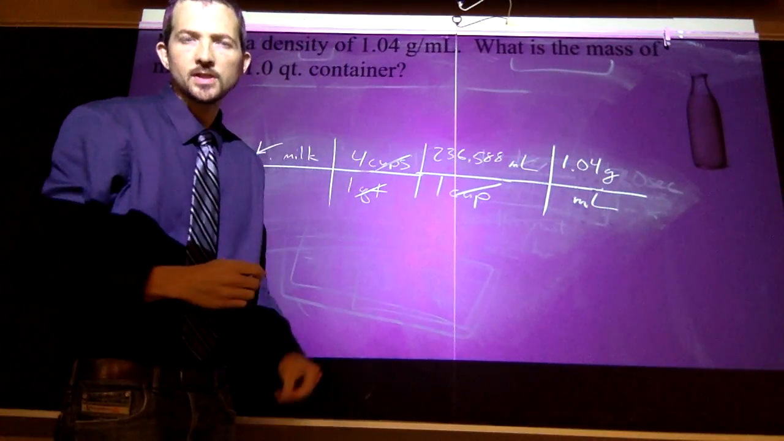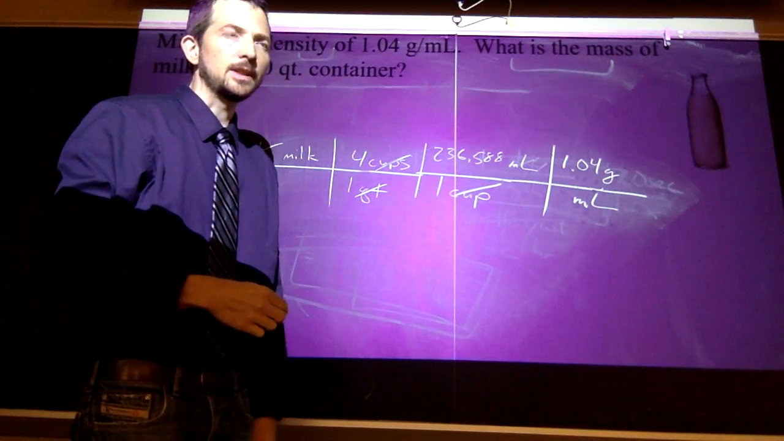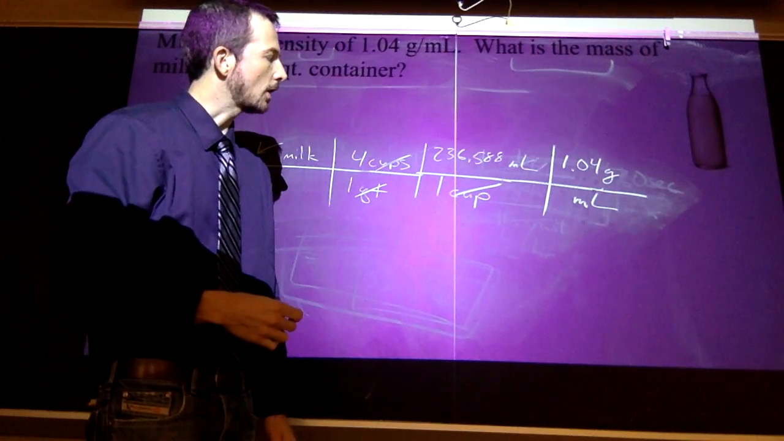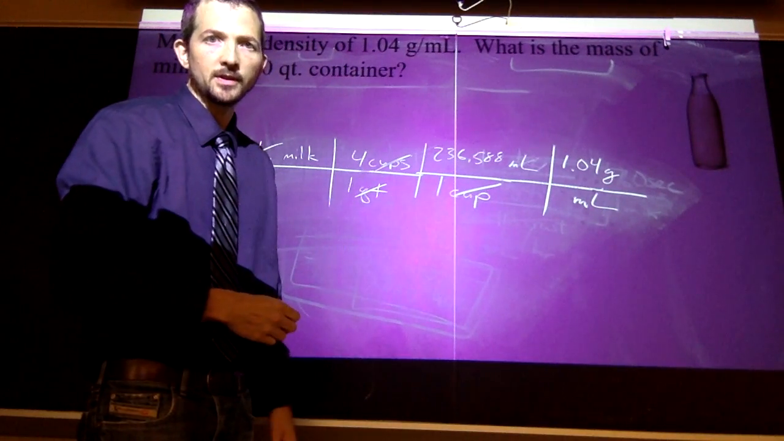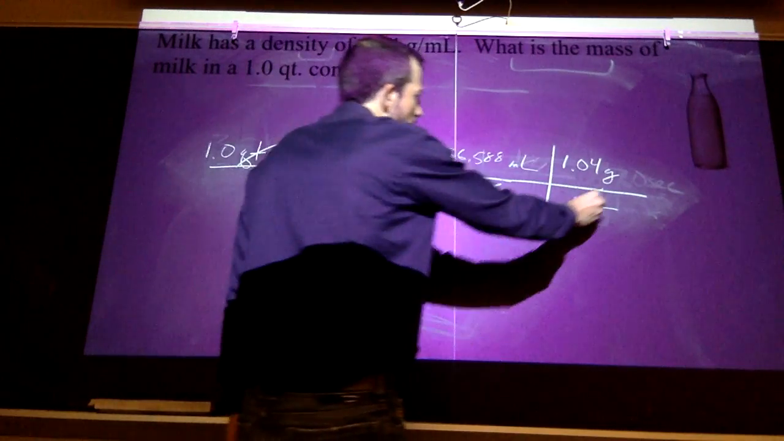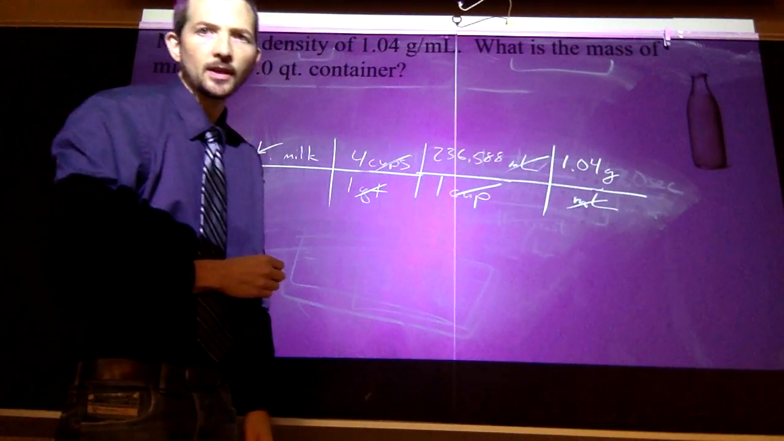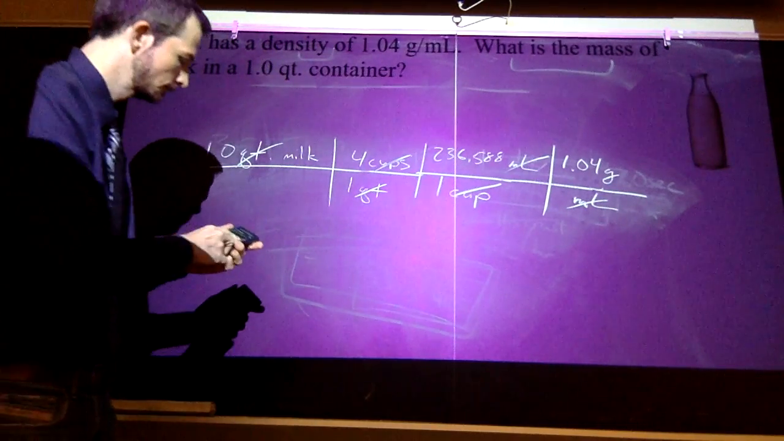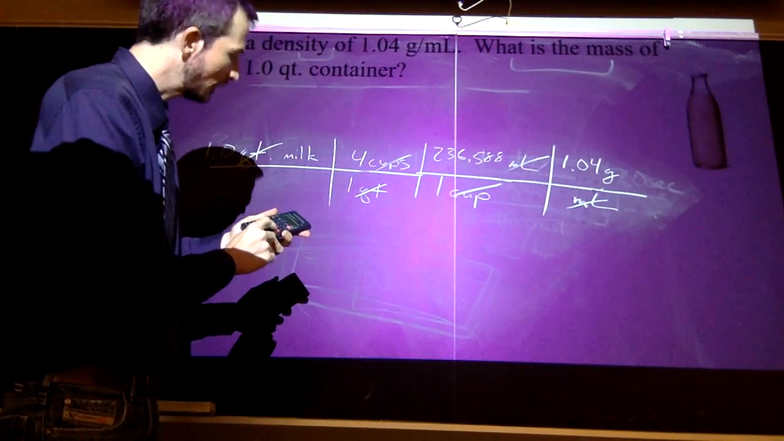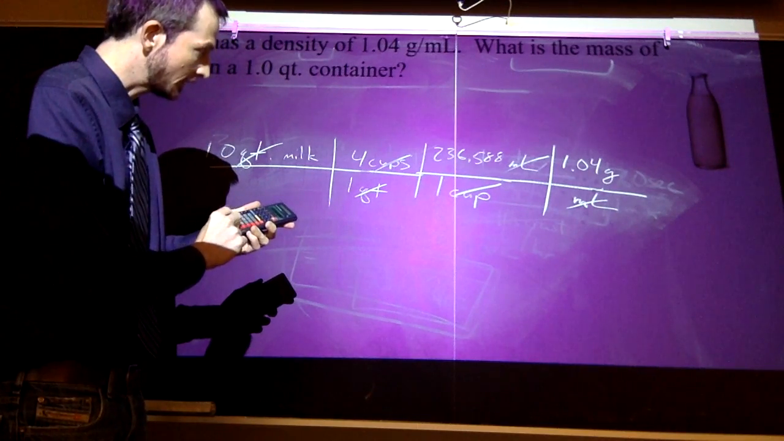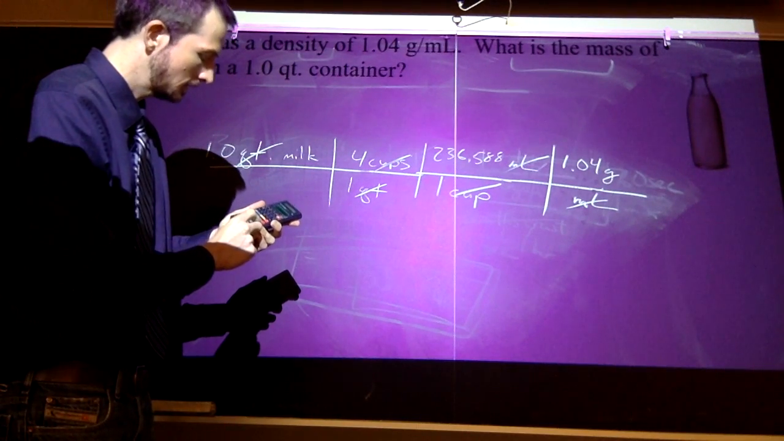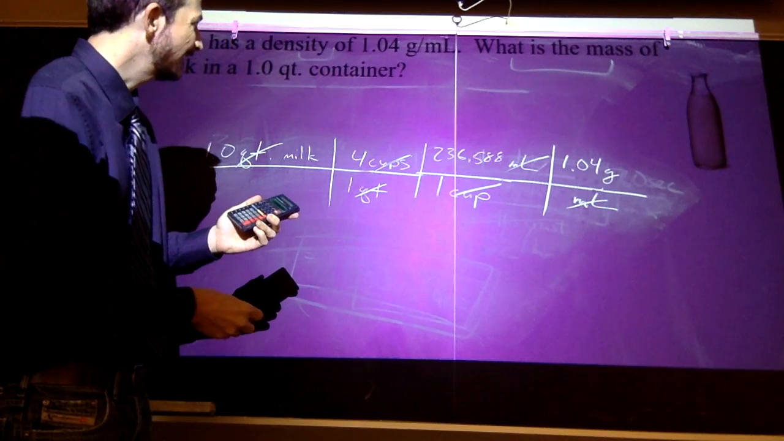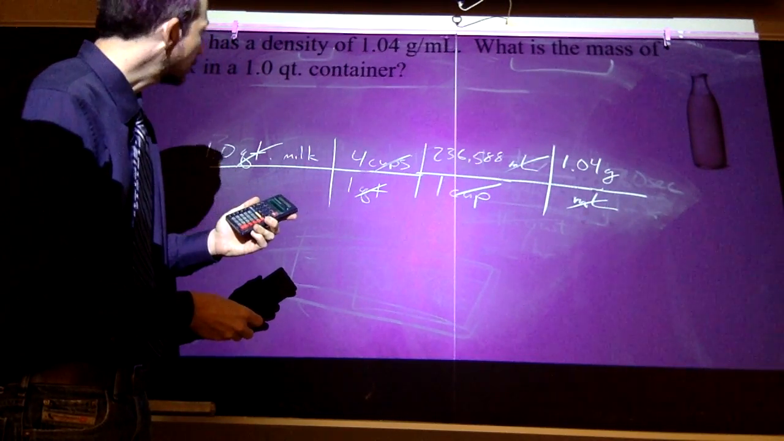You can solve this also by using density equals mass divided by volume and rearranging the equation to solve for your mass. This is the way you do it with dimensional analysis. Milliliters cancel out. I'll be left with my answer in grams. So 1 times 4 times 236.588 times 1.04, I get 984.2 grams.